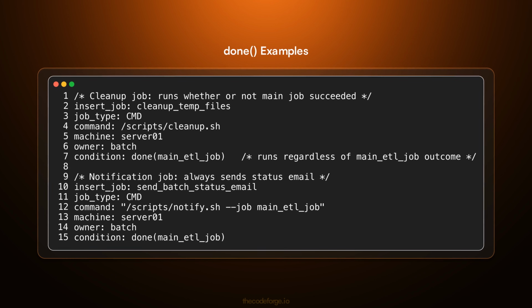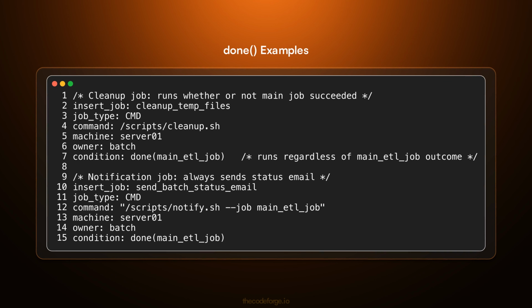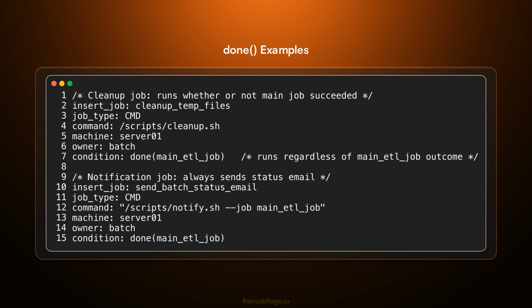Here are 2 examples using done. The cleanup job and notification job both use done(main ETL job), so they run regardless of whether the main job succeeded or failed. This is the safest default for side effect jobs.